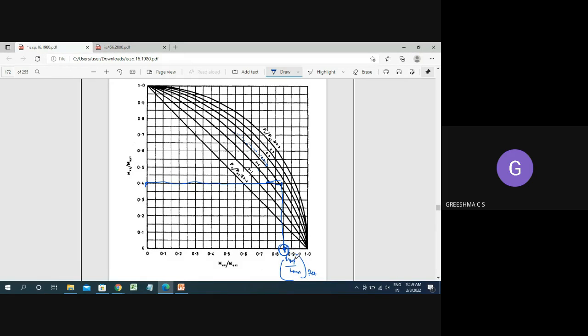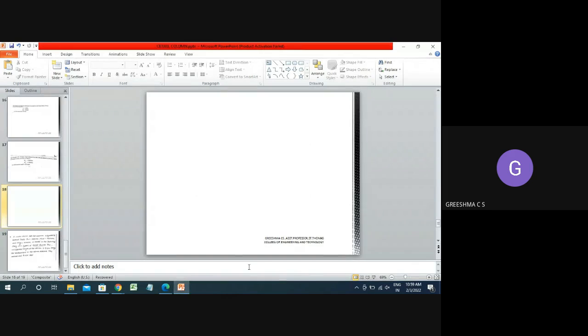So this point is where it intersects, and this is the MUX divided by MUX1 permissible value we have now got. So this will be around 0.85. This is between 0.8 and 0.9, so that value will be 0.85. Write down the permissible value, from the SP16 chart 64. So from the SP16 chart 64, MUX divided by MUX1 permissible value is 0.85.